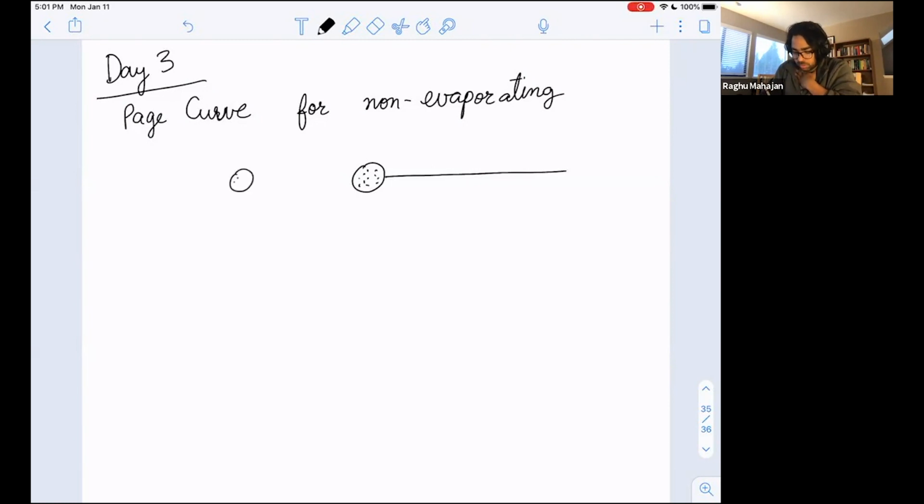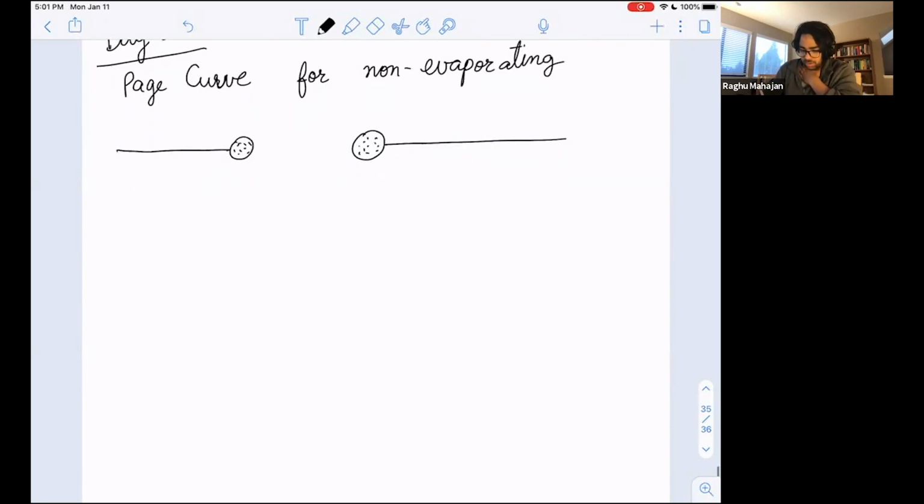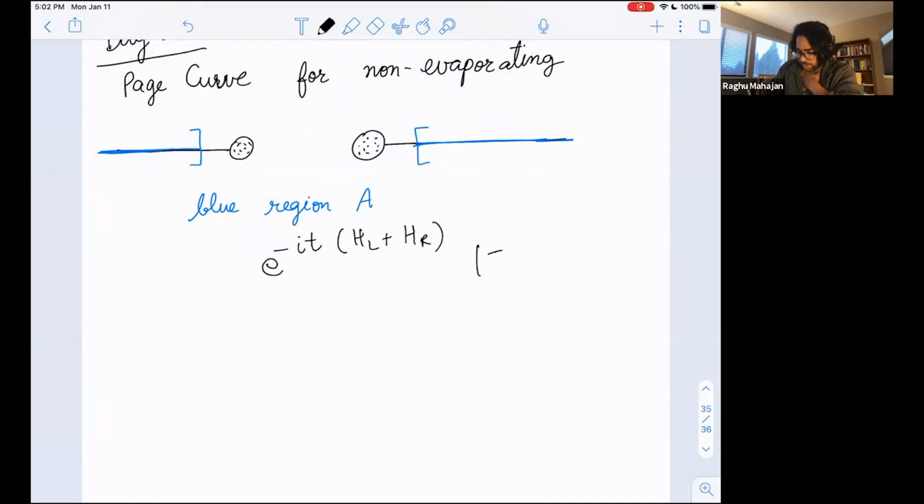So we introduce its purification, the standard purification that makes the system into a thermofield double. And we defined our radiation region to be a piece of the wire on the right and its partner on the left. So the blue region is the region A. And we have defined our time evolution state as e to the negative it times the left Hamiltonian plus the right Hamiltonian acting on the thermofield double state. So this defines some time-dependent state, and we were asking for the entropy S of A as a function of time.